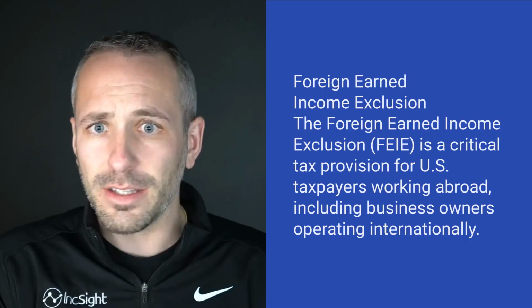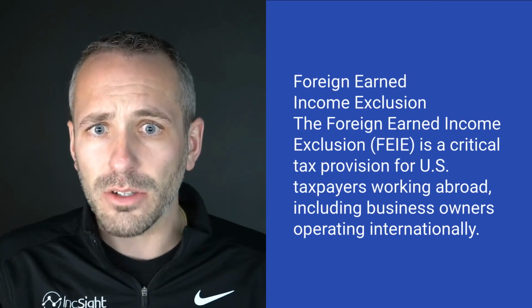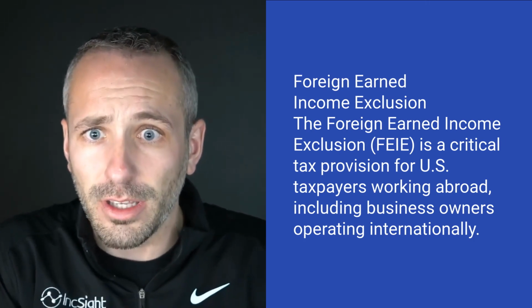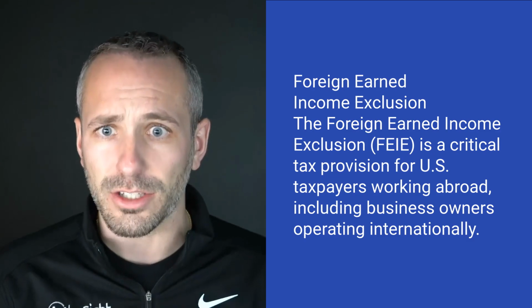The next thing we want to talk about is the foreign earned income exclusion. This is part of the tax code that allows, if you're working abroad, including business owners who are operating internationally, an exclusion against your income. For tax year 2024, that number for individuals is $126,500, and that amount will change due to inflation. Basically, that allows you to exclude that income from your US taxable income, if you qualify.